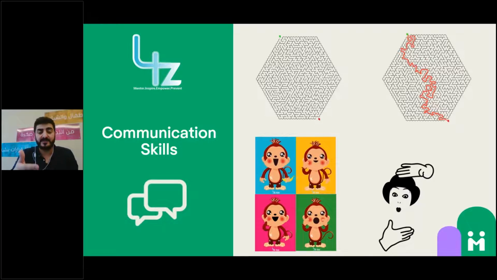And for verbal communication, we provide the participants with two mazes, one filled and another one that should be filled, and we put the participants back to back. They are not able to see each other, and one of the participants will have the maze that is correct, and he has to transmit the message to the other student, and the other student tries to finish the maze and make it correct.